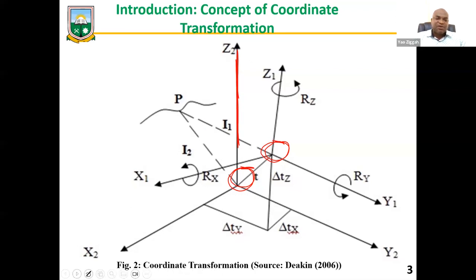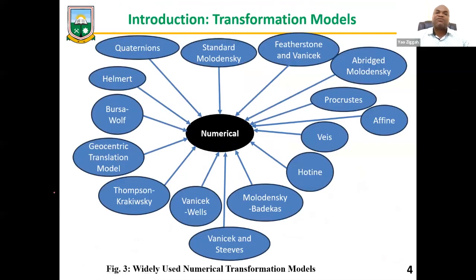Now that we've talked about the concept of coordinate transformation, we should look at some of the conventional transformation models. These are some of the widely used in literature. The most popular among these, we will talk about the Bursa-Wolf. We have the geocentric translation model, which is a 3-parameter. We can talk about the Helmert transformation, the standard Molodensky, Featherstone, and Vanicek, and it goes on and on. But the most commonly used that you find in literature or for most organizations, you see they use the Helmert, the Bursa-Wolf, and then the Molodensky-Badekas.